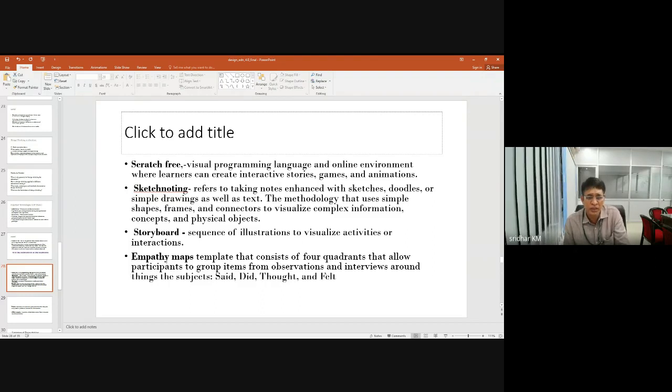Then there is storyboard. It's a sequence of illustrations to visualize activities. Then empathy maps template. So it has 4 quadrants that allow participants to group items from observations and interviews around the object. Said, did, thought, and felt. So maybe the empathy maps, empathy step will be useful.